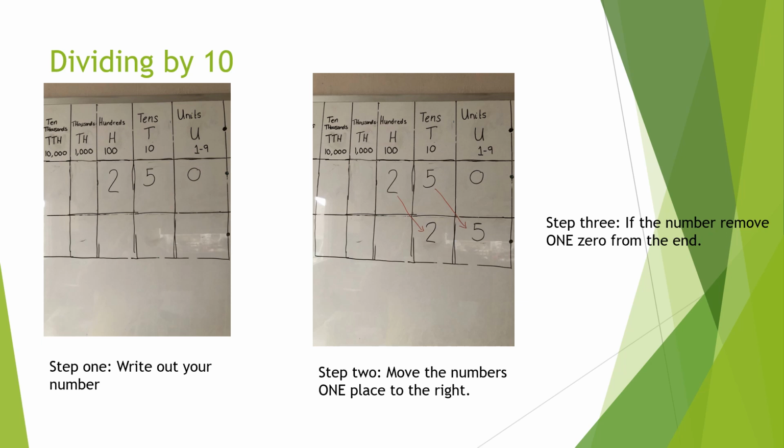Now step 2, I'm going to move all the numbers one place to the right. So that 2 goes from the hundreds column to the tens column, and that 5 goes from the tens column to the units column. Now I don't need that 0 that's in the units column anymore, so I'm going to remove that from the end because I know when I write 25, I don't need to write 25 decimal point 0. I can just write 25, and that means the same thing. So that's why I've removed that 0.